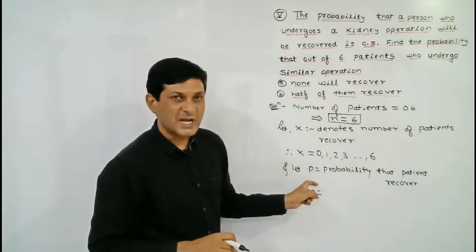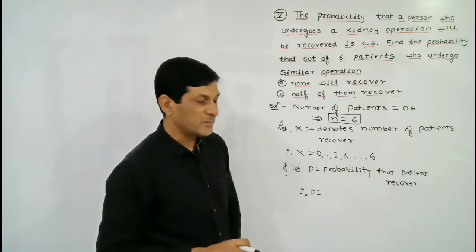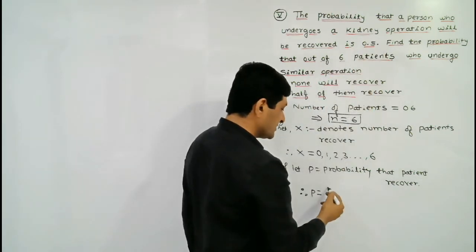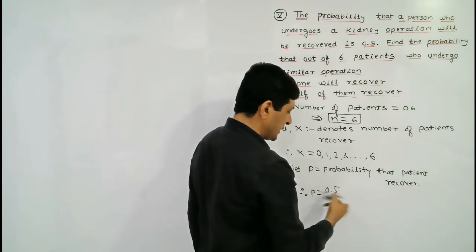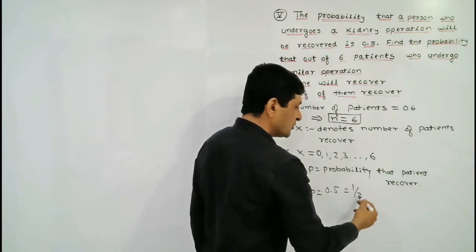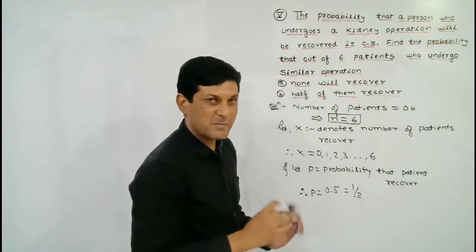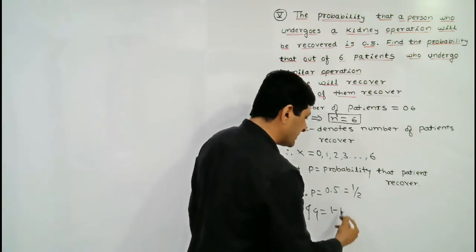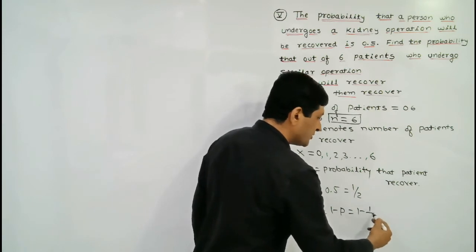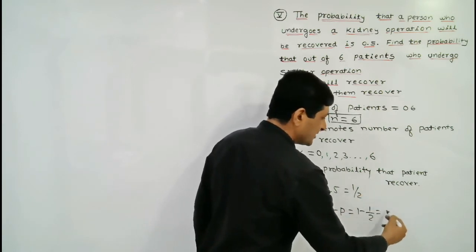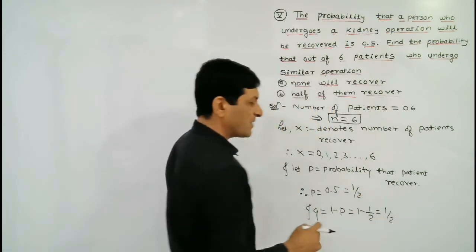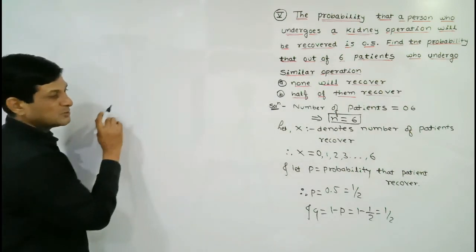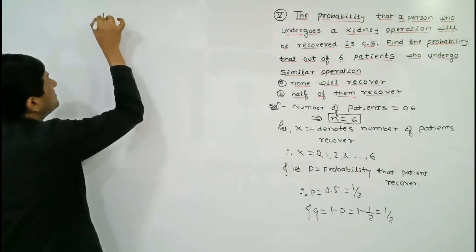Now we suppose that p is the probability that a patient recovers, which is given to us. So the probability that a patient recovers is 0.5, which means p equals 0.5. 0.5 can be written as 1 by 2, and q equals 1 minus p. So 1 minus 1 by 2 is 1 by 2, so the value of q is also known to us: 1 by 2. Once the values of p and q are known, we define the probability mass function.